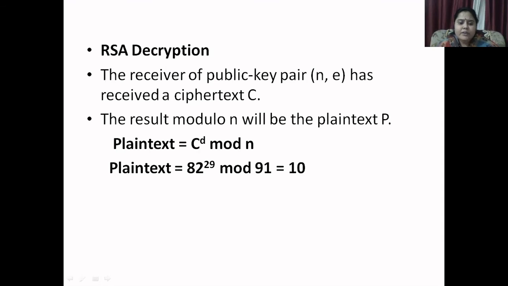Next, returning again to our numerical example, the ciphertext C equals 82 would get decrypted to the number 10 using private key 29. That is, plain text equals 82 to the power 29 mod 91, that is 10.